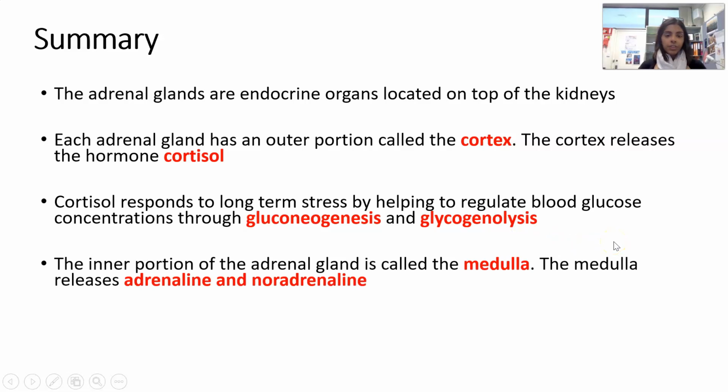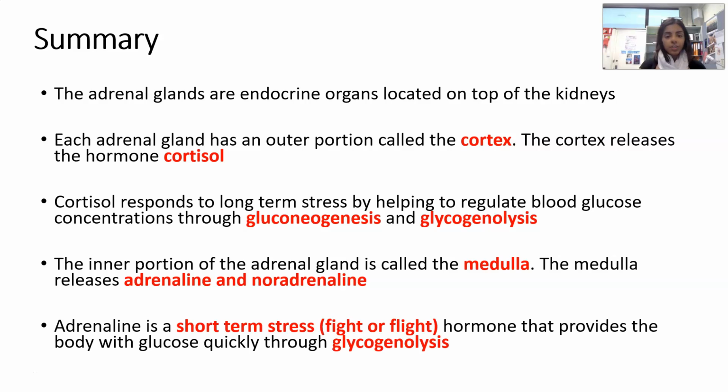The inner portion of the adrenal gland is called the adrenal medulla, and the adrenal medulla releases the hormones adrenaline and noradrenaline. Noradrenaline and adrenaline are associated with short-term stress responses. So that's your fight or flight response. The adrenaline hormone will provide the body with a rapid source of glucose through very, very fast-acting glycogenolysis.